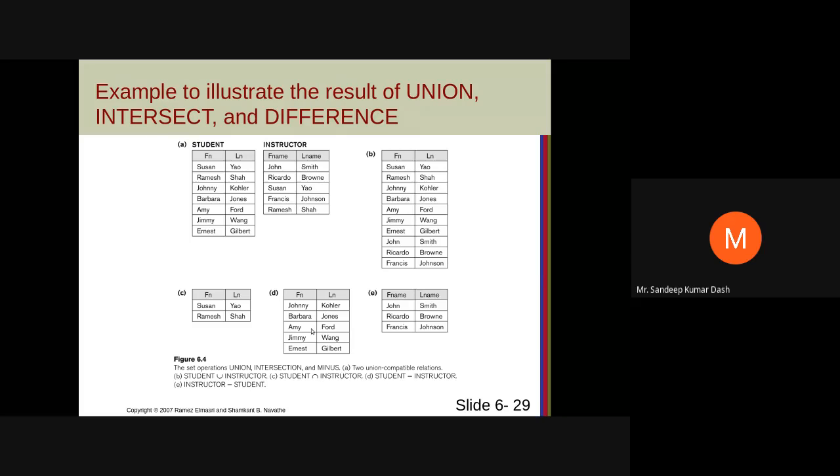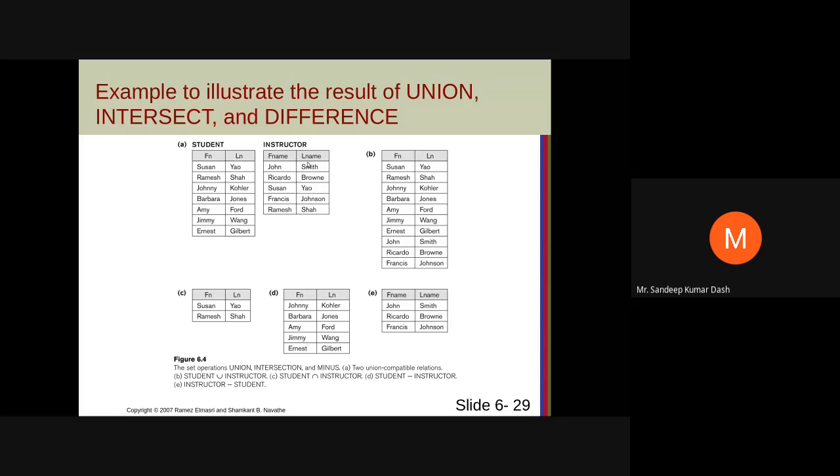Two union compatible relations. This is student, this is instructor. B is student union instructor. When you apply student union instructor, first you have to check whether they are union compatible or not. This is name, this is last name, this is also first name, this is also last name.